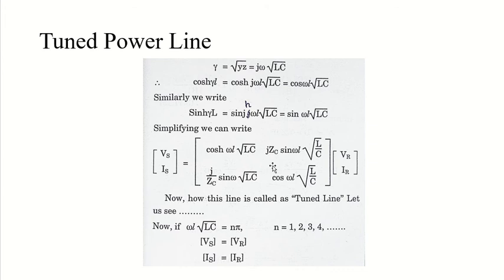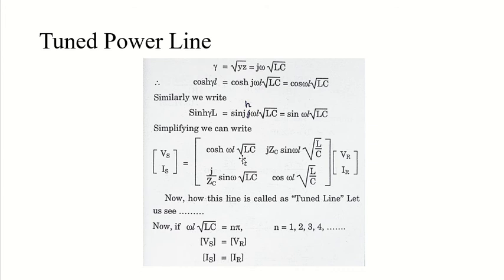And now we call this line a tuned line. And why? So let's come to that. Now see, if omega under root L by C will have to be pi n or n pi, what will happen here? Put this omega r into under root LC is equals to n into pi. And n can be any integer value, 1, 2, 3, up to as far as you want to go. So when we do that, what will happen?